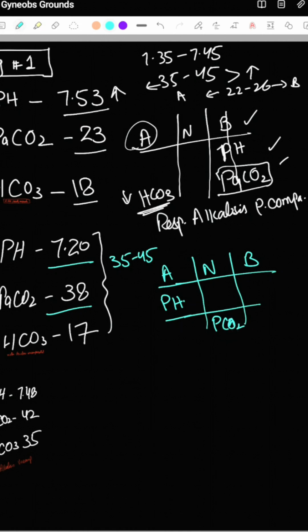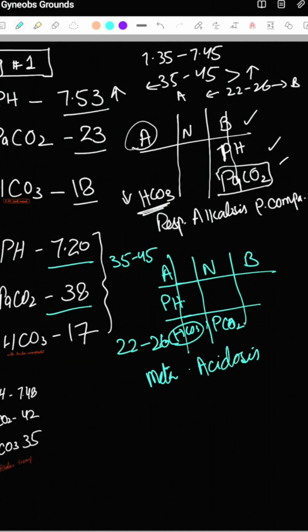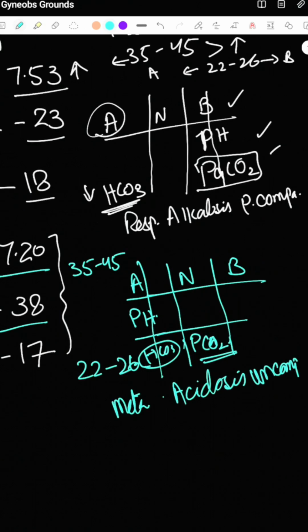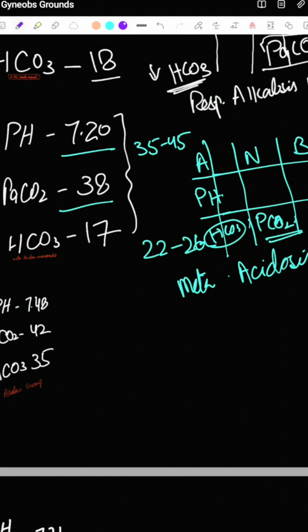Now the HCO3 is 17. We know that the normal value is from 22 to 26, so it is less. It will also come under the acid. So it has completed our grid, and this becomes acidosis. Now either it is metabolic or respiratory. We know that HCO3 is controlled by renal metabolism, so it will be metabolic acidosis. And PaCO2 is normal, so it will be uncompensated. So this is metabolic acidosis, which is uncompensated. I hope you are enjoying this. Now let's move to the next example.